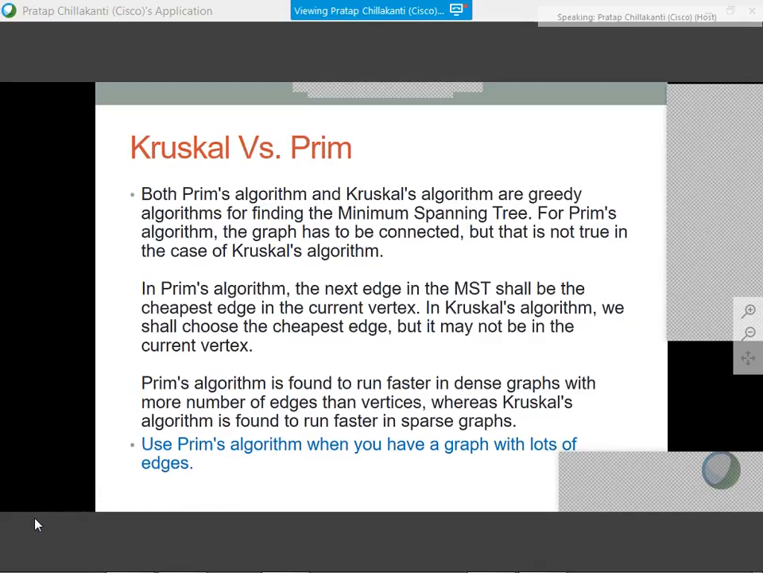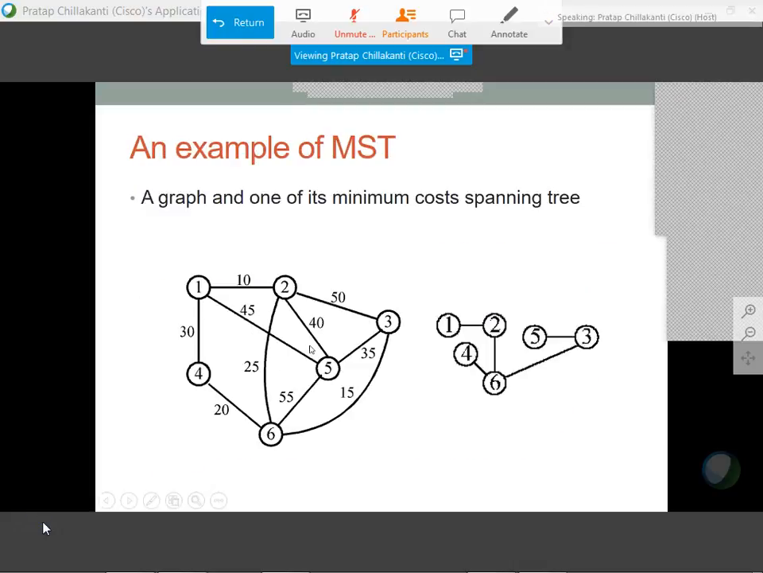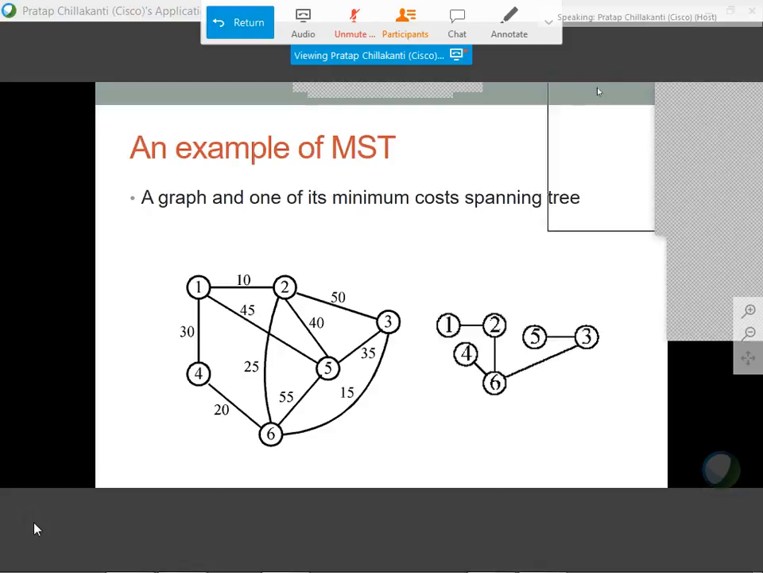I think I'm going to stop right there. Take this picture and apply Kruskal and apply Prim one more time. That way your concepts are clear and you will feel confident. And we are done for today's lecture. Okay, I will hang on till as much time as required.